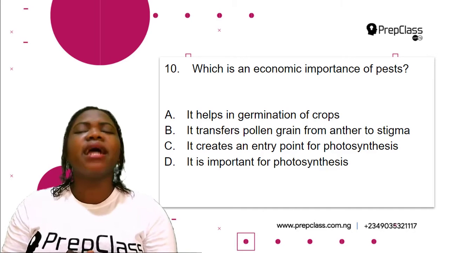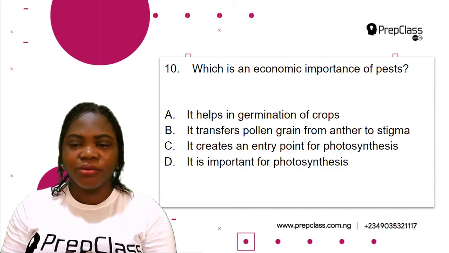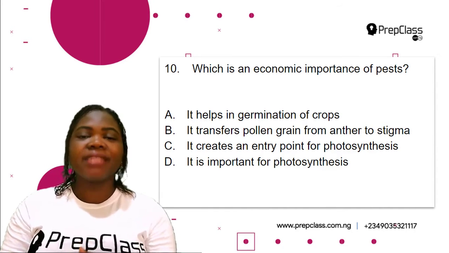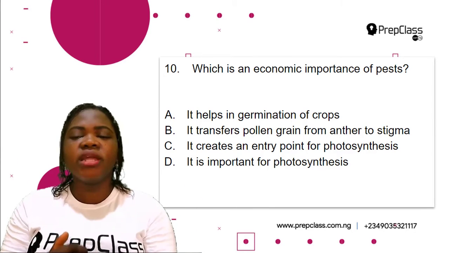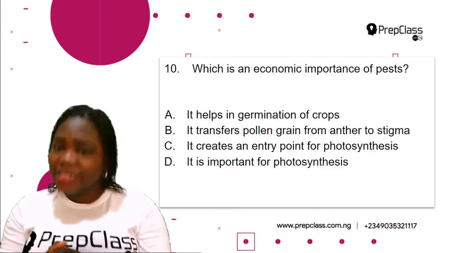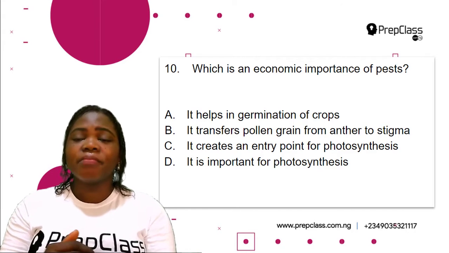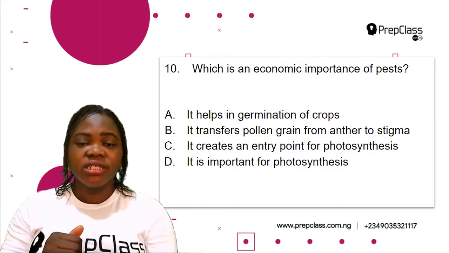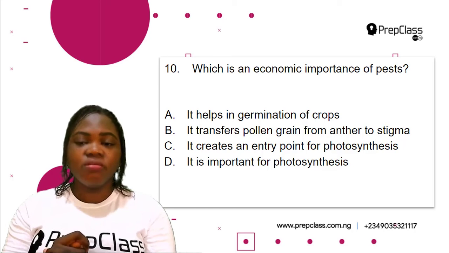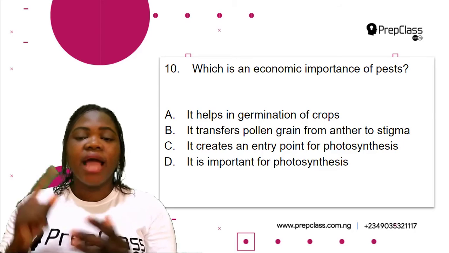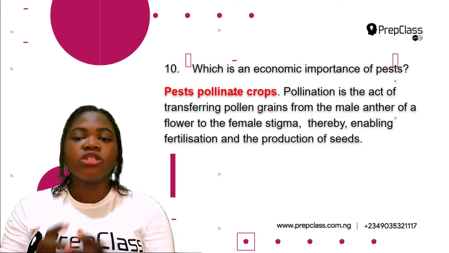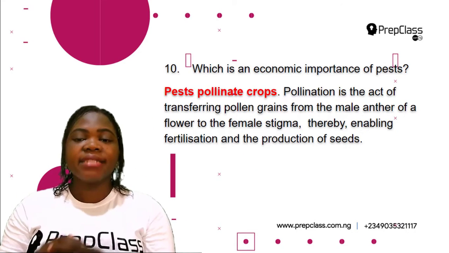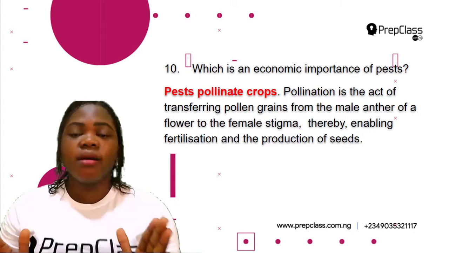So does pest help in germination of crops? No, no. In fact, pests destroy crops. Okay. What about transferring pollen grain from anther to stigma? Yes, they do that. Plants, pests help in pollination. Pest does not create an entry point for photosynthesis, and it is not important for photosynthesis. So the correct option is B. Pests help to pollinate crops.